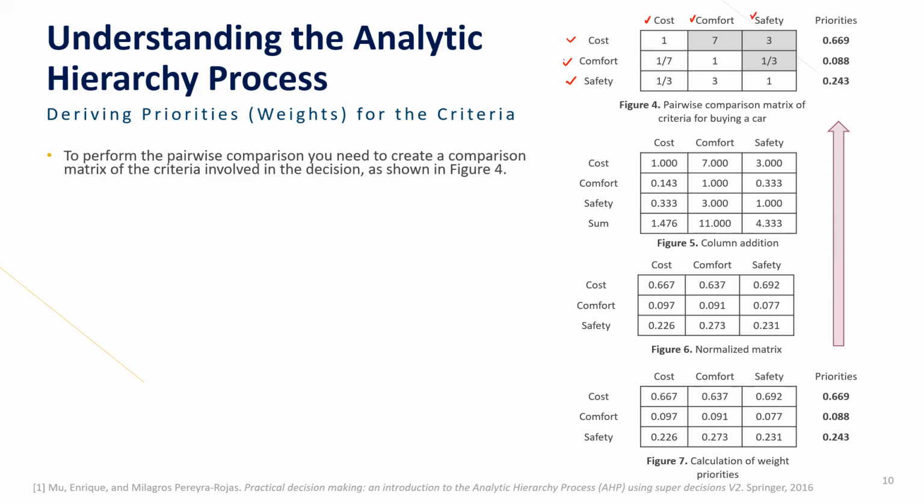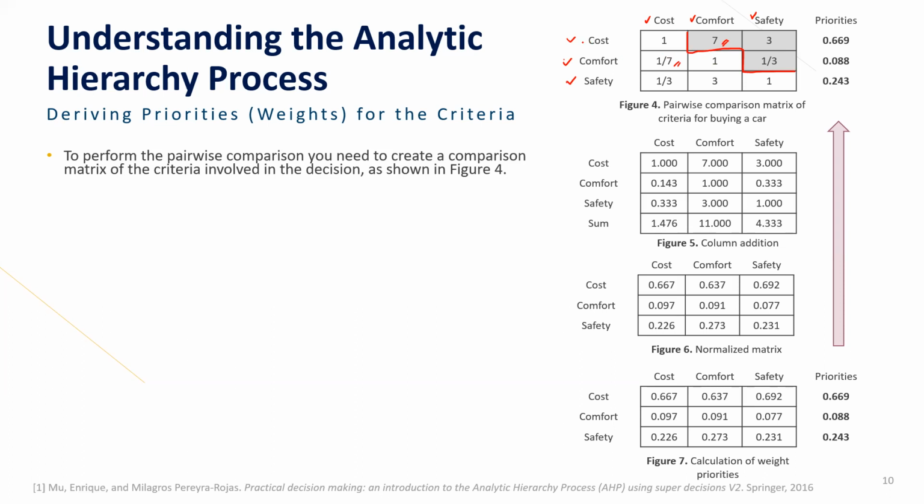Then let's say for cost, I think cost is strongly more important than comfort, so I give 7. You give 7 here, it means what? It means you give 1 out of 7 here. That's why I shaded this area gray, because we only need to fill in these 3 scores.